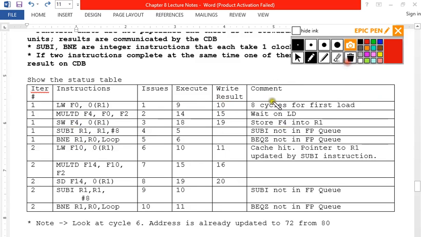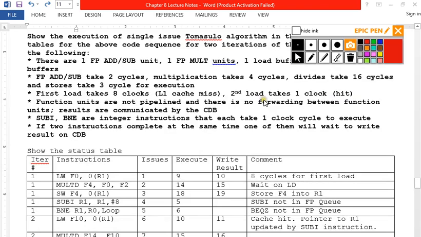So let's see how long do store word instructions take. Store words take 3 cycles, right? So what that means is 15 plus 3 is 18. And then 1 more becomes 19.